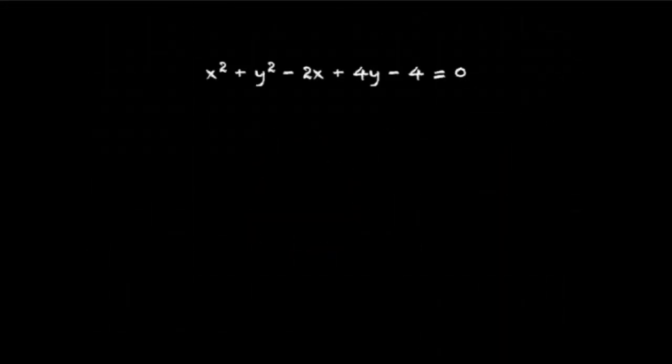Let's say you're given the equation of a circle in an expanded form such as this. So what do we have to do to rearrange it into the form that tells you the center and radius of the circle? What we need to do is we have to complete the square on the variable x, and then we have to do it again for the variable y. So let's gather the x terms and the y terms. So we have x squared minus 2x plus y squared plus 4y minus 4 is equal to 0.